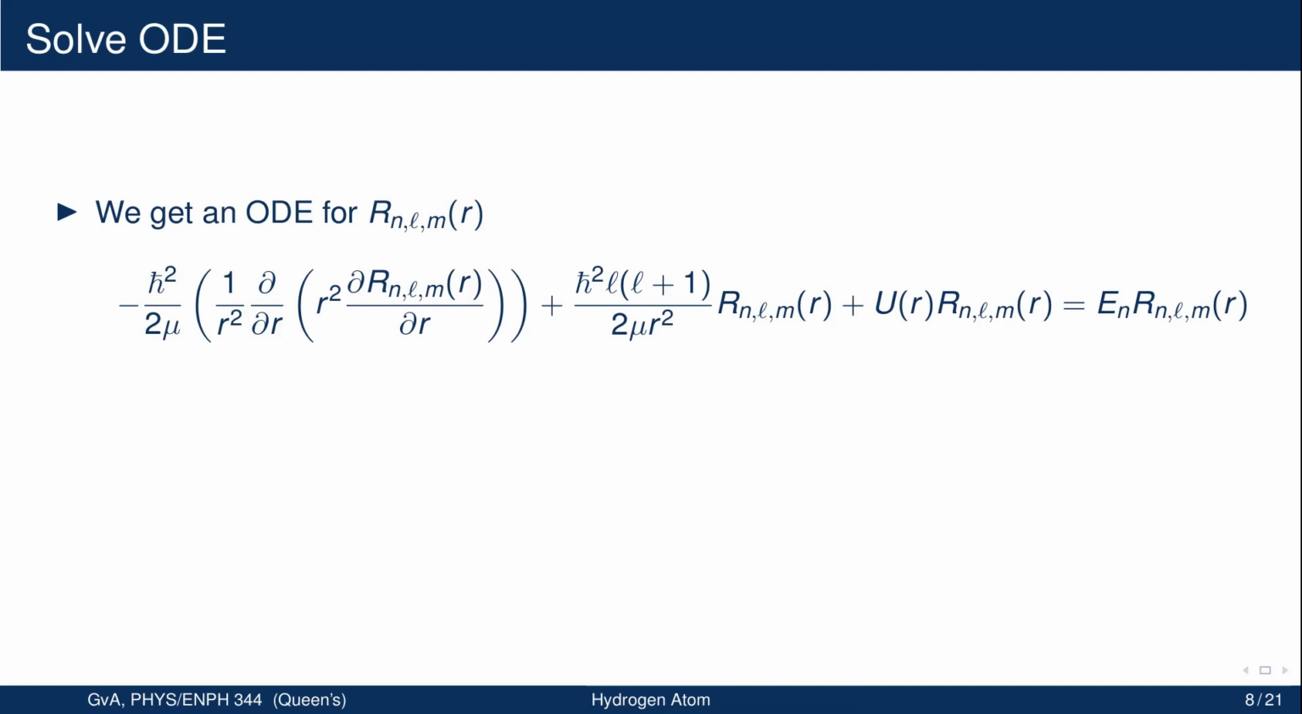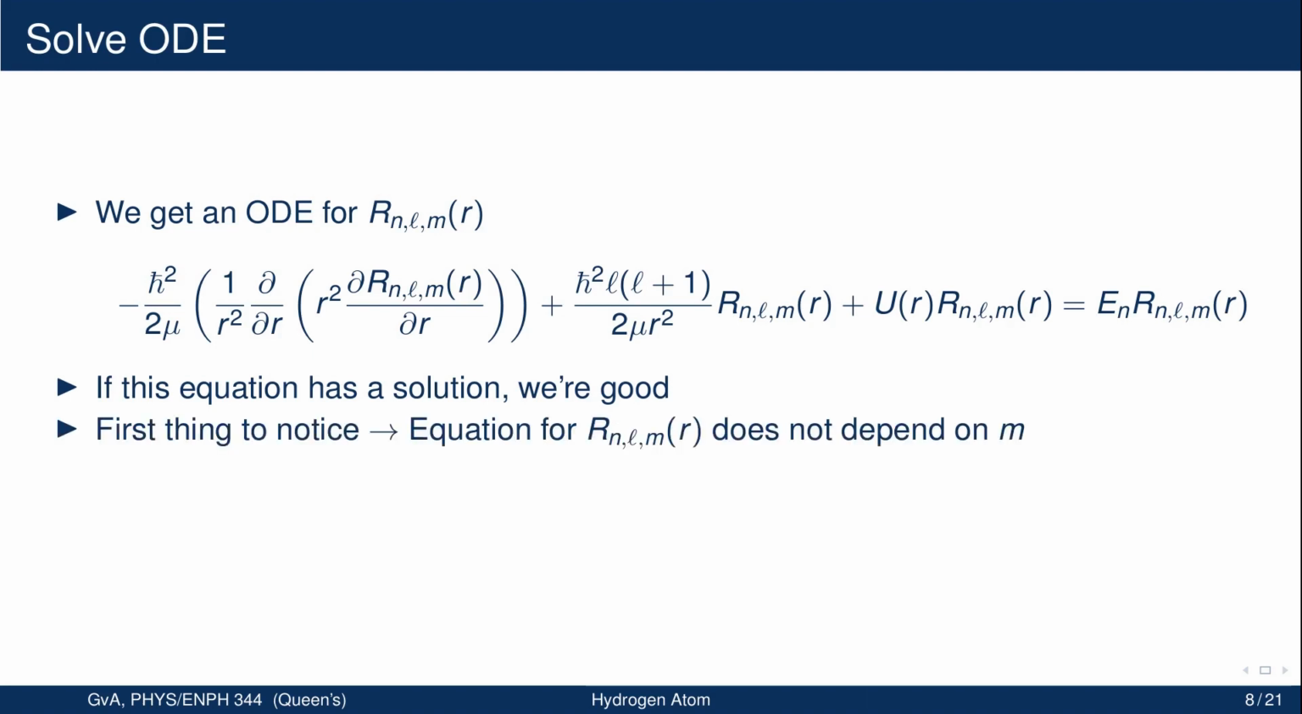Now we need to solve that ordinary differential equation. If this ordinary differential equation has a solution, then the form that we proposed for psi was a good ansatz. If it doesn't, if it leads to a contradiction, then we made a bad ansatz. Fortunately, this is going to work out for us, although it's going to take some work to figure that out.